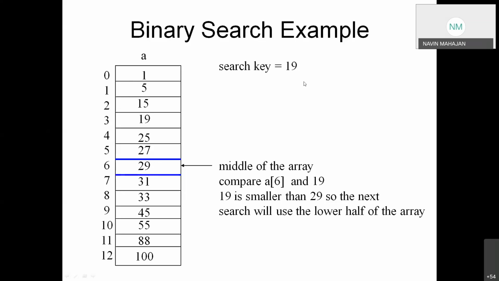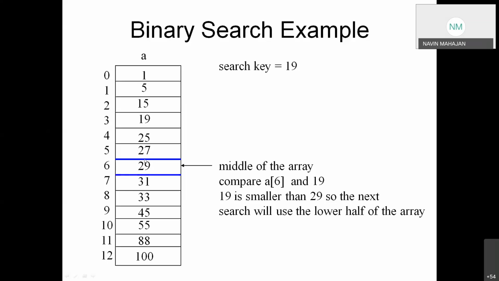So I will compare with my key whether 19 is equal to 29. No, it is not equal. Then what will I do? This is less than the middle point, so what do I have to do? I have to exclude or ignore the second half and compare in the first half. So I will keep begin as it is and change end. End was earlier at 12. Now I will make end equal to mid minus 1.